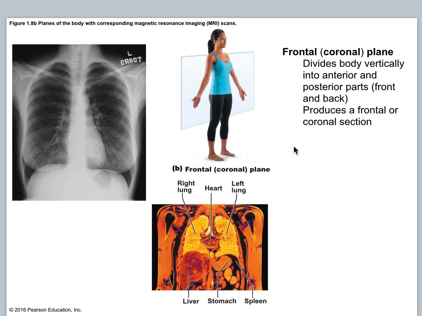The frontal plane, or the coronal plane, divides as if the sheet of glass divided the body into a front and a back. So the frontal plane divides the body into anterior and posterior parts.